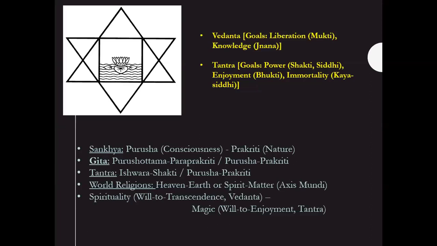Translating it into our modern terminology of world religions and world mysticism, as I pointed out from the very beginning, this symbol is a hybrid symbol. It belongs to our times, and it's already a kind of a world symbol. So we can look at it in terms of teachers like Mircea Eliade, who has spoken of an axis mundi, right? A world axis connecting heaven and earth, or spirit and matter. So these are the two polarities, and they are connected by an axis.